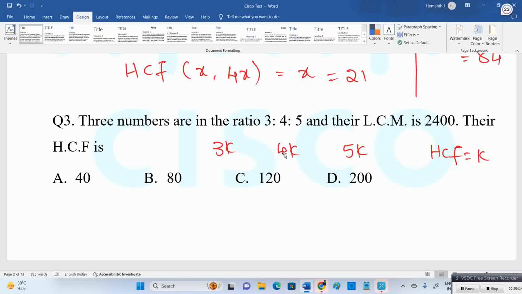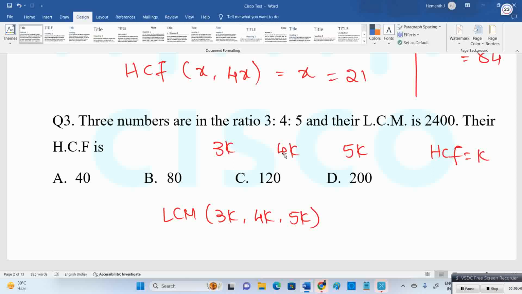HCF we call it K. What is LCM? Listen. For this question, you are lucky enough to get 3 into 4 into 5 into K, but it's not mandatory. Suppose the ratio is 3 is to 4 is to 6, then the product 3 into 4 into 6 into K may or may not work.